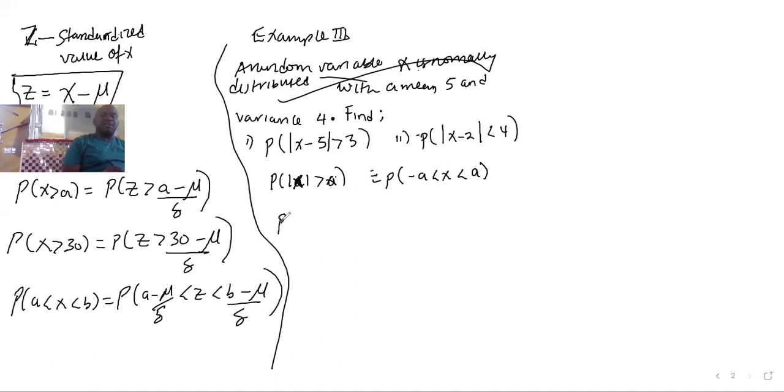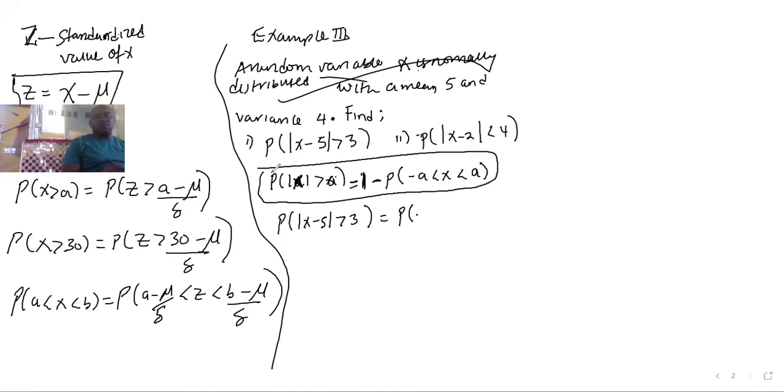So with this, it implies that probability of magnitude of X minus 5 is greater than 3 is the same as probability of negative 3... No, this is greater than, if it's greater than, it is 1 minus. Someone is in the chat. Please, better unmute and ask the question. This is the definition. I was missing the one. When it is greater, we subtract from 1. So this will be 1 minus probability of negative 3 less than X minus 5 less than 3.